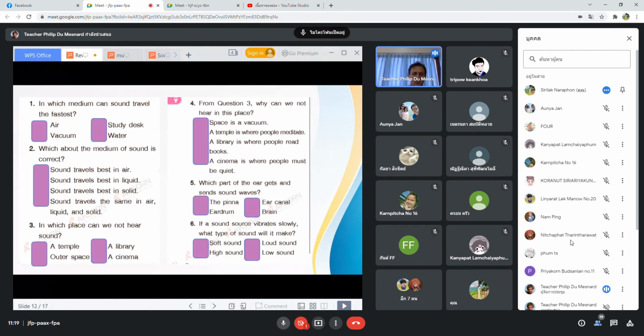Okay, and now we have the short questions. So this is just ABCD questions. It's quite easy. And maybe I'll ask some students. Okay, so first question is, in which medium can sound travel the fastest?